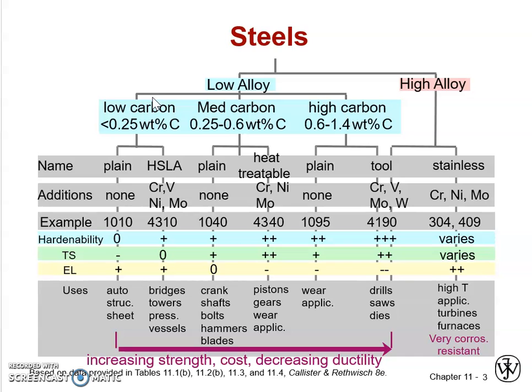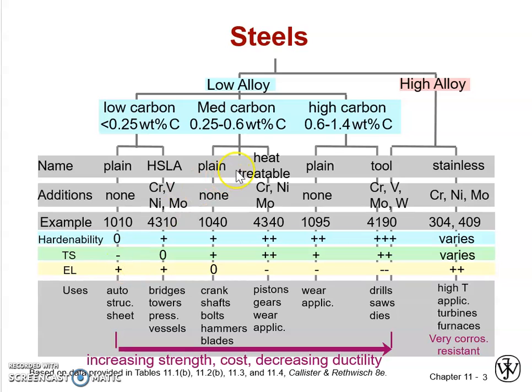Low alloy steel is a steel that has less than 1.48% carbon. It can be classified based on carbon content: low carbon, medium carbon, or high carbon. Low carbon is where the steel has less than 0.25. We call it plain steel, or HSLA, which can be used to make bridges, towers, and pressure vessels. The plain steel is basically used for auto structures or sheets.